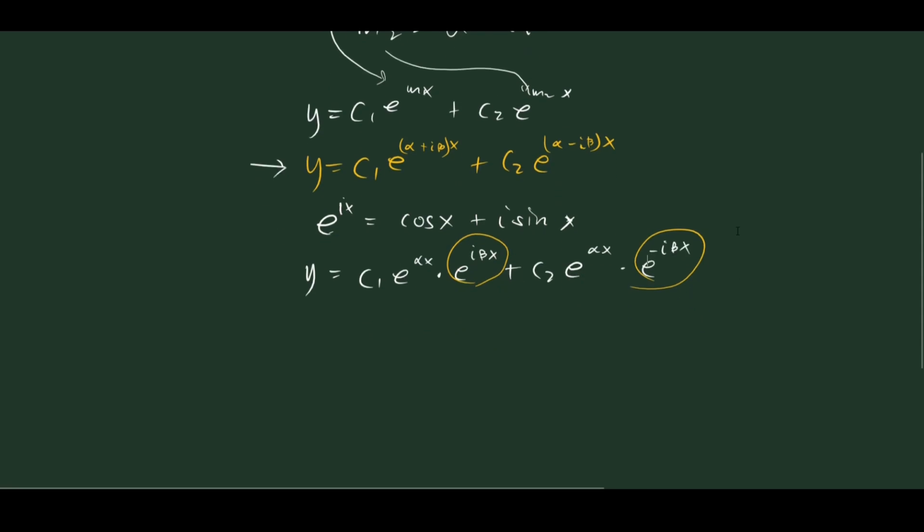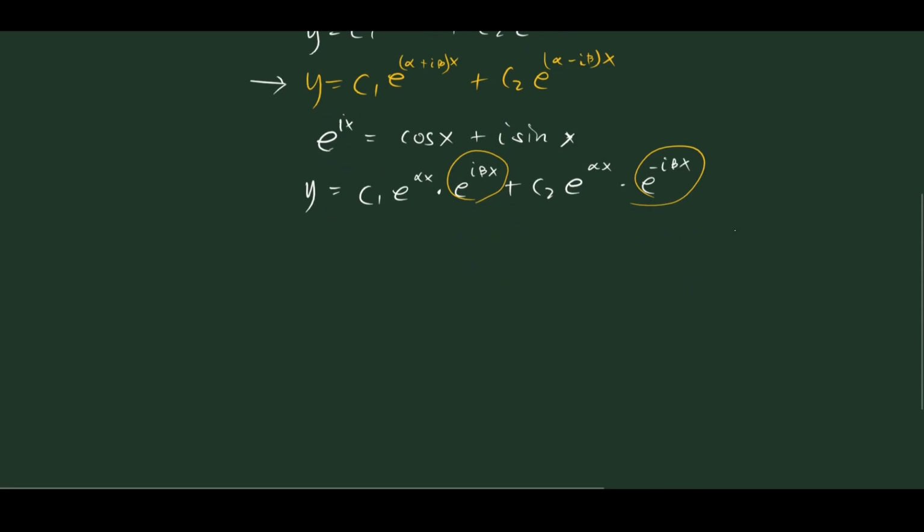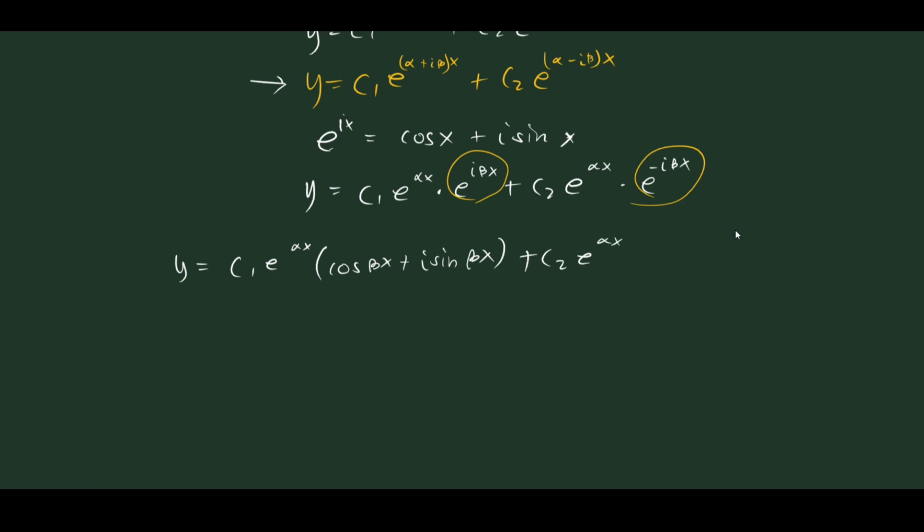Let's apply Euler's formula to that. We can then rewrite this as y is equal to c1 e raised to alpha x multiplied by cosine beta x plus i sine beta x, then plus c2 e raised to alpha x multiplied by cosine negative beta x, and then plus i sine negative beta x.